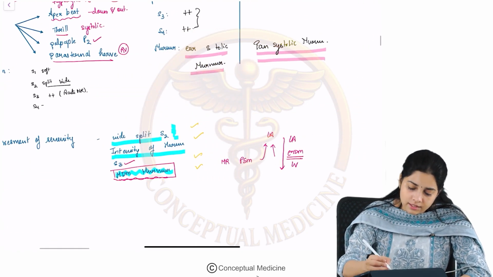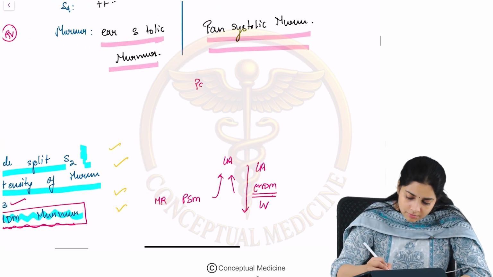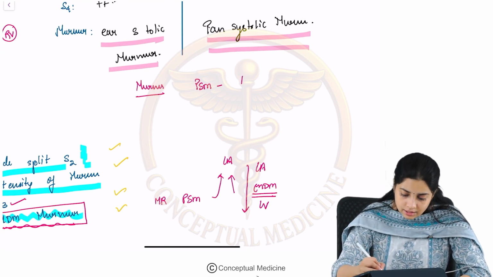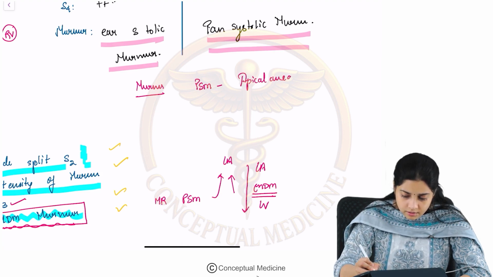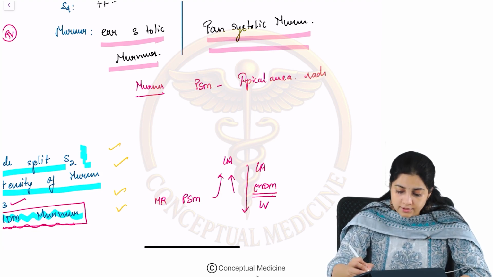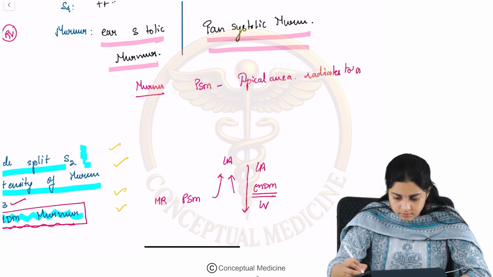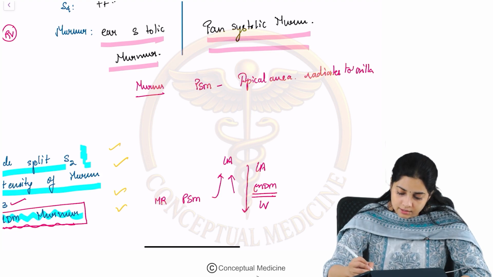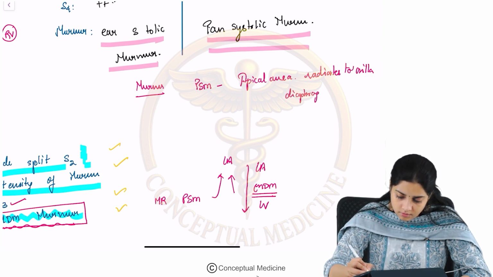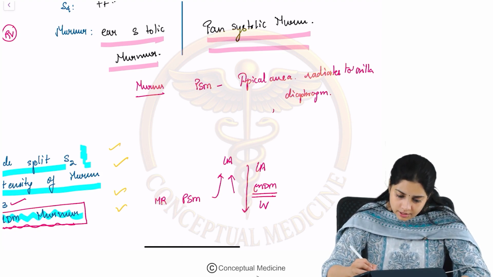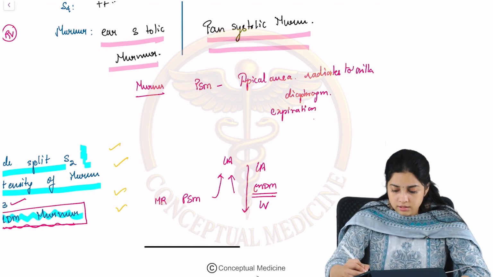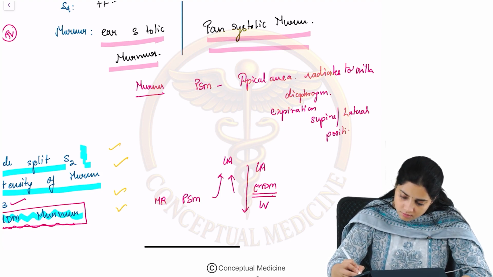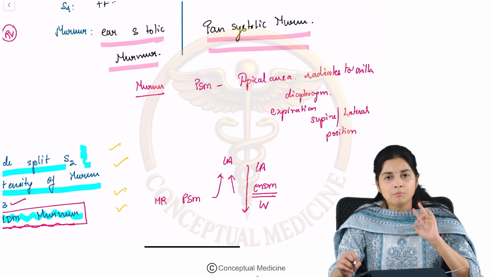Okay, so let us just recapitulate. How do you describe the PSM murmur of MR? So the murmur of MR is described as a pansystolic murmur in the apical area, in the mitral area, which radiates to the axilla. It is best heard with the diaphragm of the stethoscope, with the breath held in expiration and patient in the supine or lateral position. Okay, so that is how you best describe the murmur of MR.